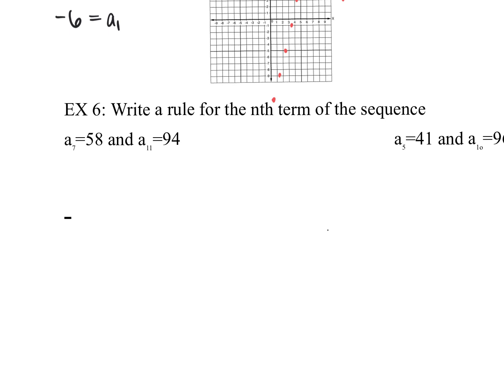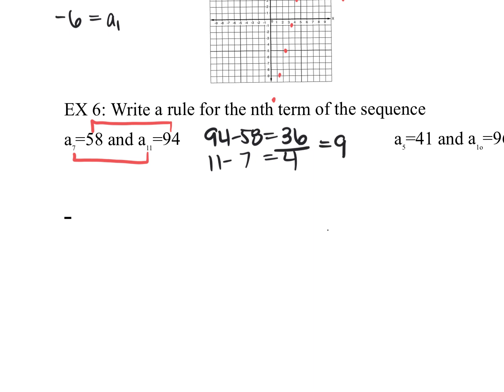Okay, so I asked for ideas. Someone said, let's subtract 94 and 58. 94 minus 58 is 36. And then if we subtract 11 and 7, 11 minus 7 is 4. And then what should I do with those two numbers? Divide them, and I get 9. What does that give me? Gives me D. So D equals 9. D is basically slope. So this is basically your slope formula, y2 minus y1 over x2 minus x1.